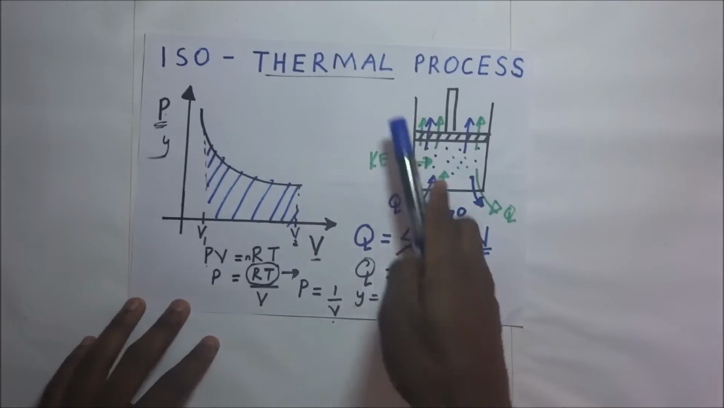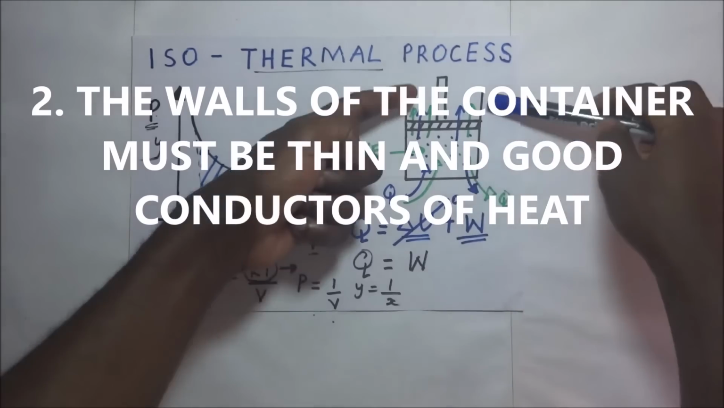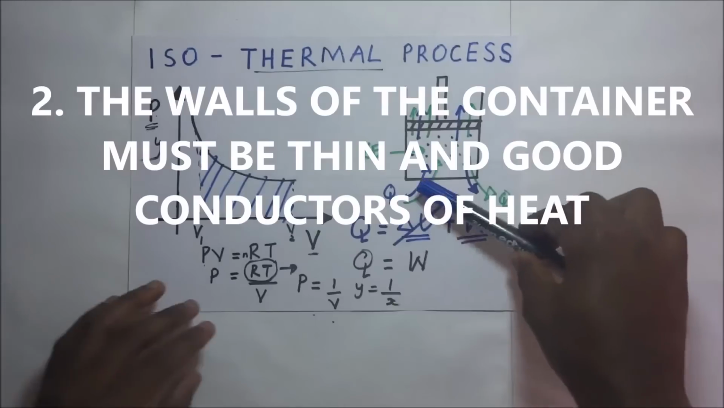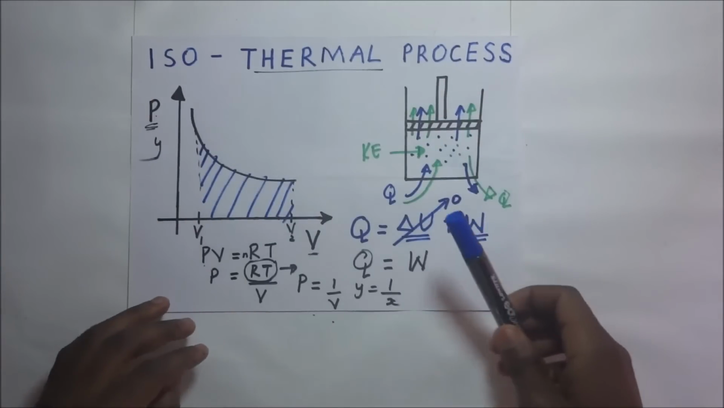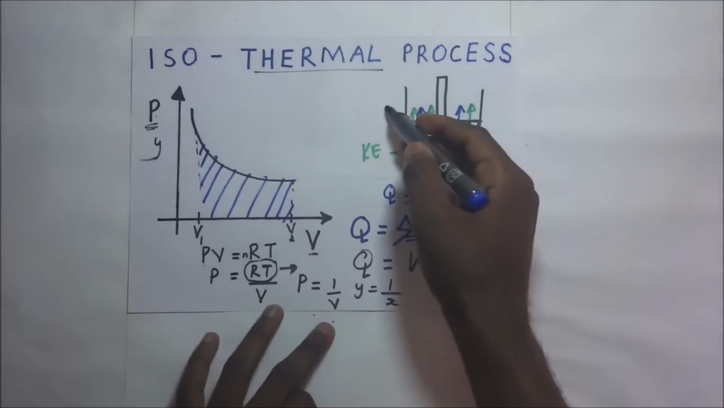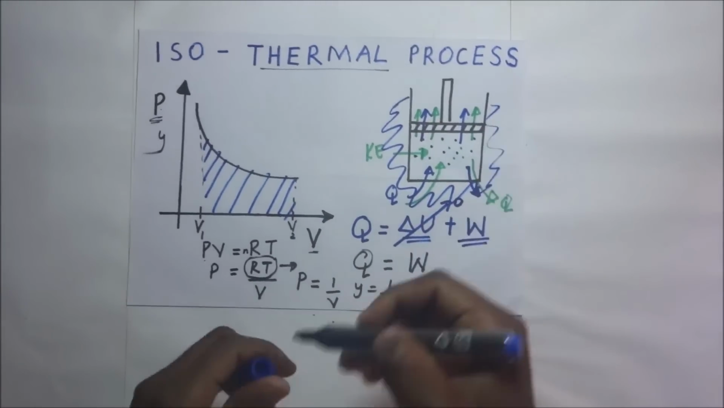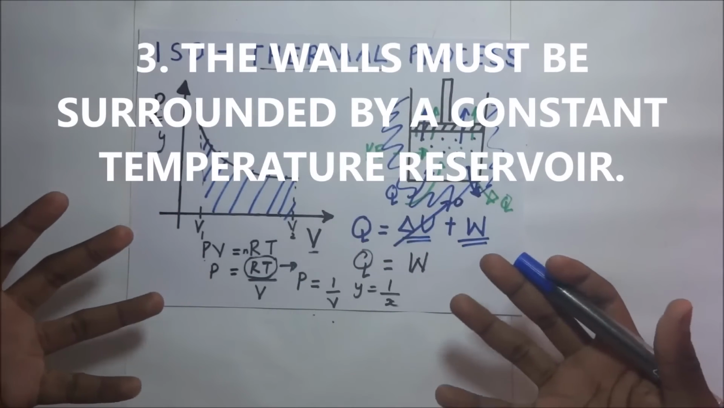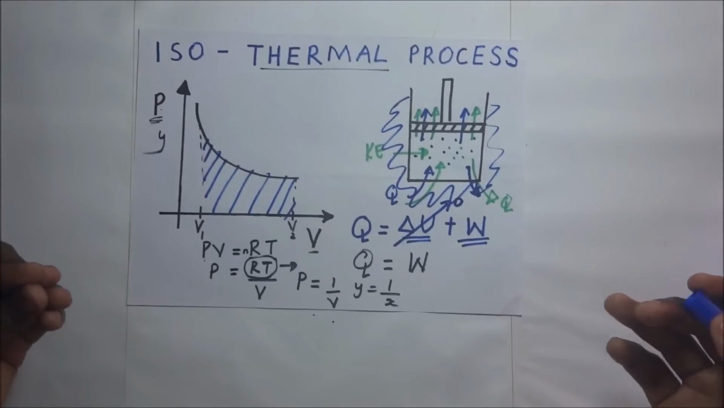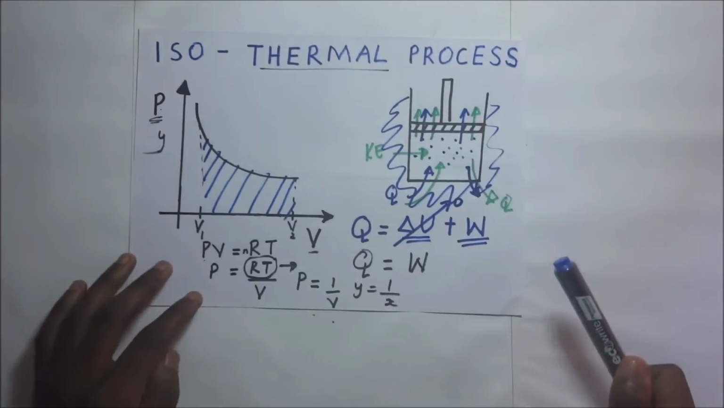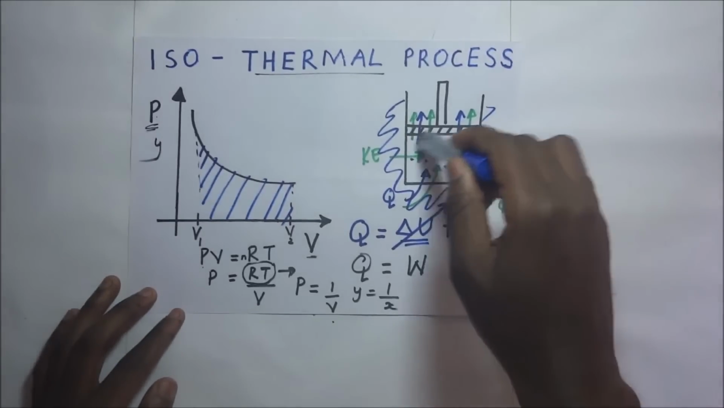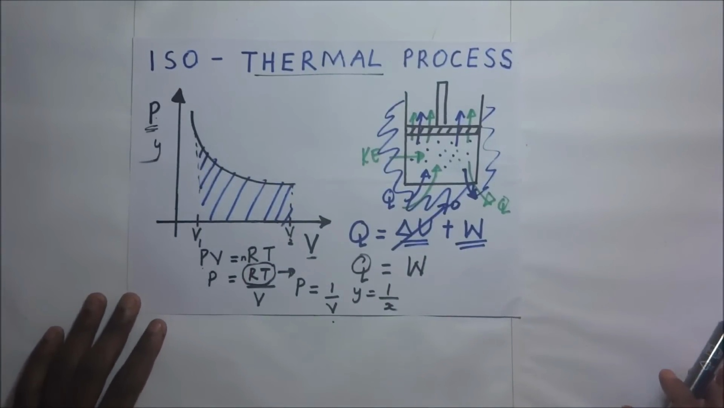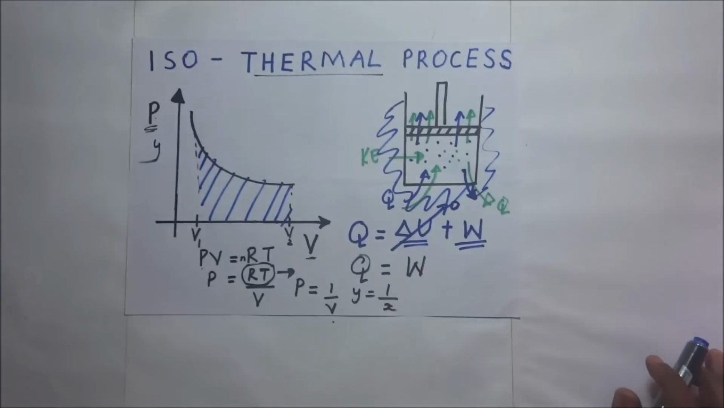Now, the second condition for an isothermal process to take place is that these walls must be thin and they must be good conductors of heat so that heat can easily be conducted to and from the system. Then also the walls have to be surrounded by a constant temperature reservoir. Maybe you get this container and you put it in a basin of water that is at a certain constant temperature. So we surround this by a constant temperature reservoir, and all this is in an effort to maintain a constant temperature in the system, since we are dealing with an isothermal process. Now, these are the conditions that are necessary for a reversible isothermal process.